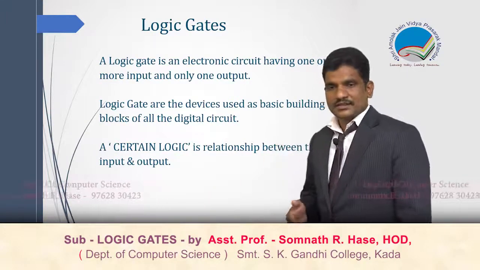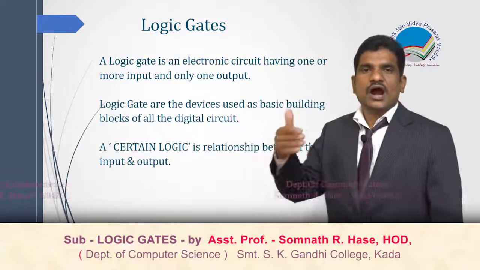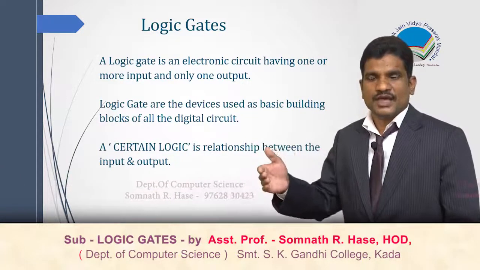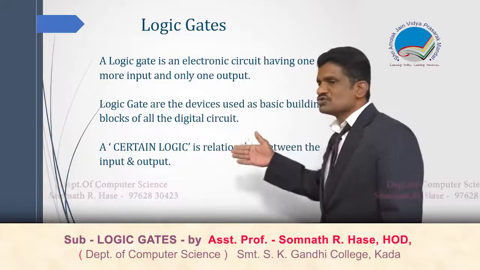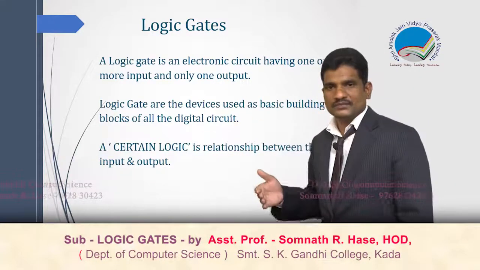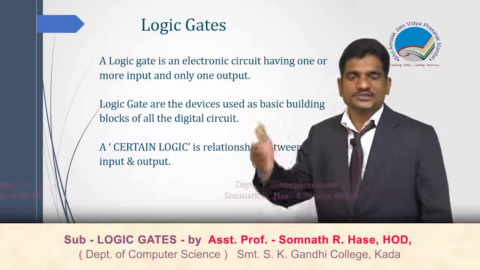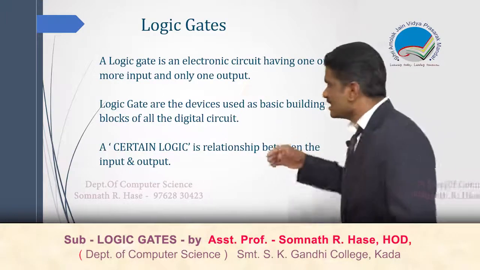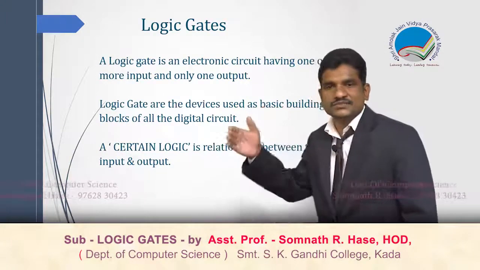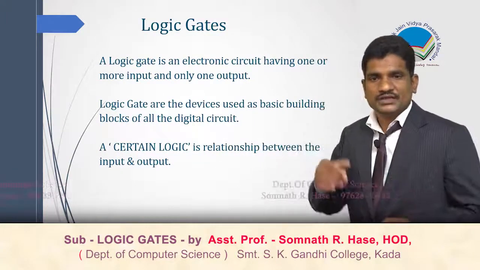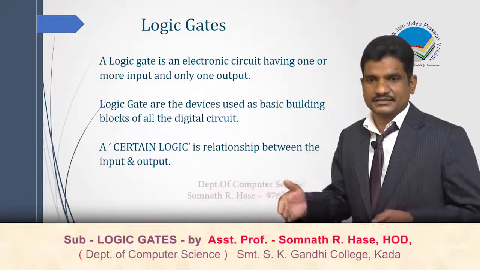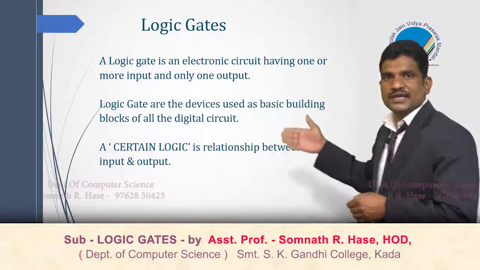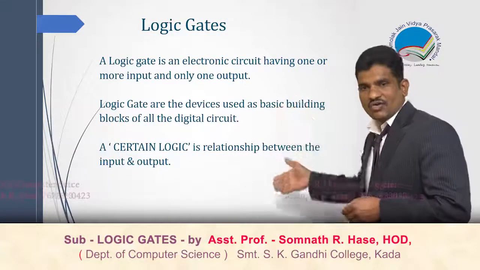Logic gates have input and output. The input may be in the form of 0 and 1, and the output is also in the form of 0 and 1. The 0 represents the off state, 1 represents the on state. A certain logic is a relationship between input and output. So that is logic. Logic means thinking. So this logic is a relationship between input as well as output.